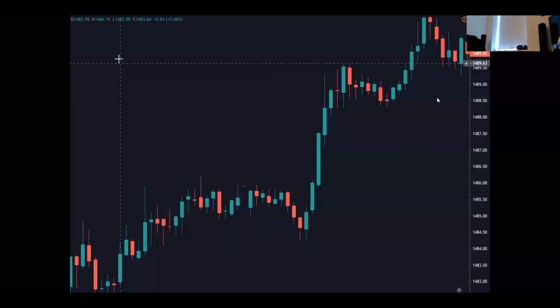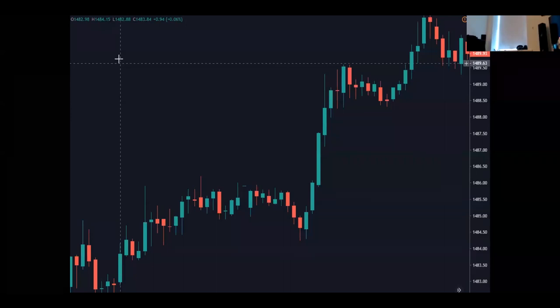Oh, okay. What's this? Perfect. So this is the 1484. The high was 1484.15, low was 1482.88. This is a little higher than a $2 move. I think this is the 15-minute time frame. I think Roger did the 15-minute time frame here.